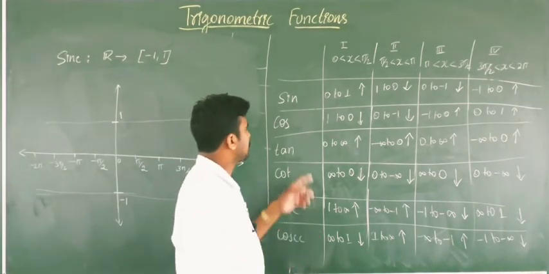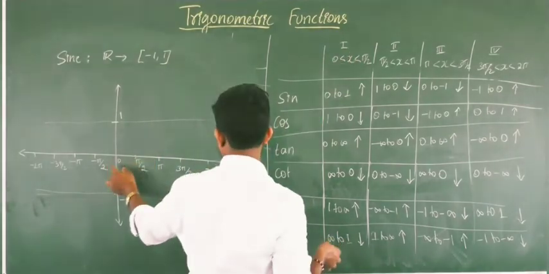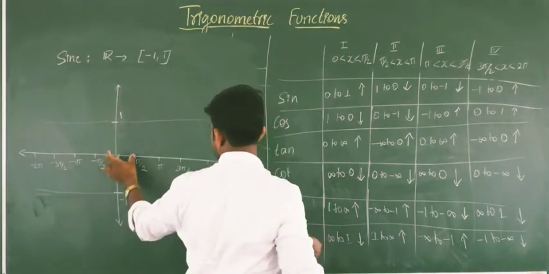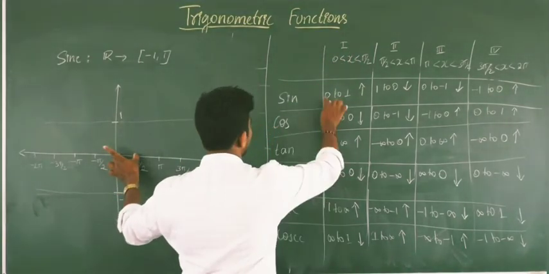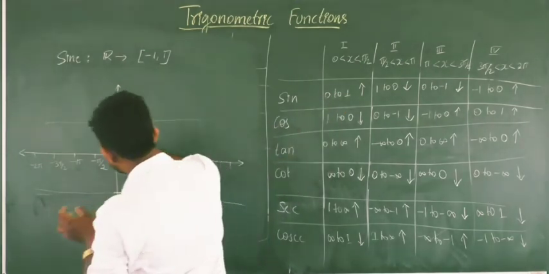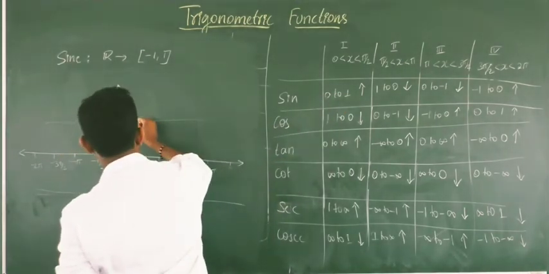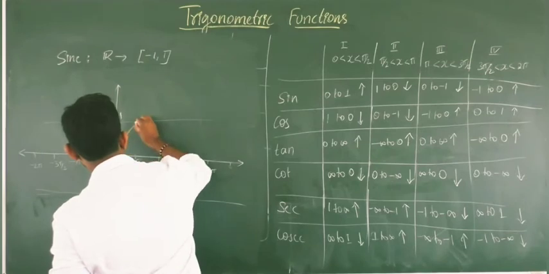So now see, the first quadrant means 0 to pi by 2. This is the first quadrant. In the first quadrant, the sine value goes from 0 to 1, it is increasing, 0 to 1.